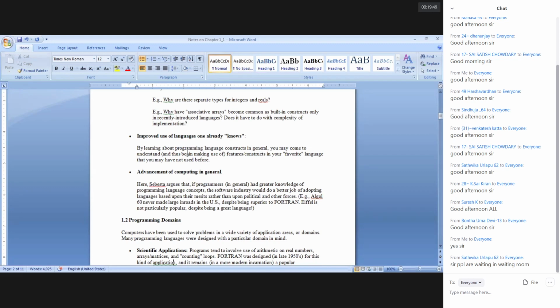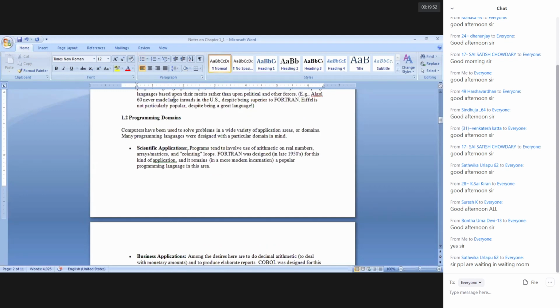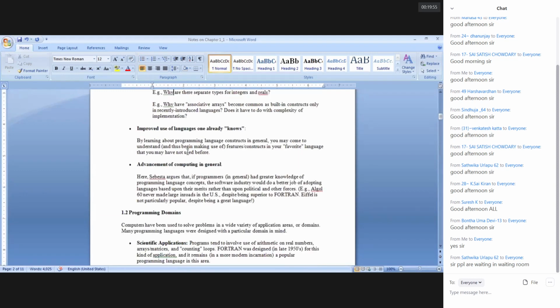Then, advancement of computing in general. So you can improve programming language applications. With greater knowledge of programming language concepts, the software industry would do a better job of adopting languages based on their merits rather than upon political forces.